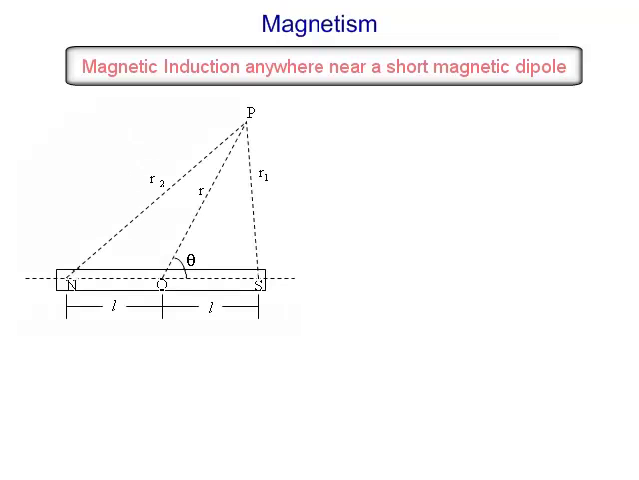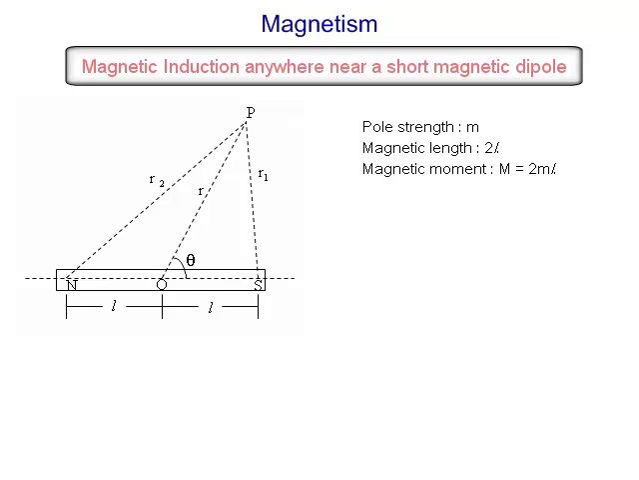Look at the figure. In the figure, point P is anywhere in the vicinity of a short magnetic dipole of two poles N and S having pole strength m and magnetic length 2L. So its magnetic dipole moment capital M is given by M equals 2mL.